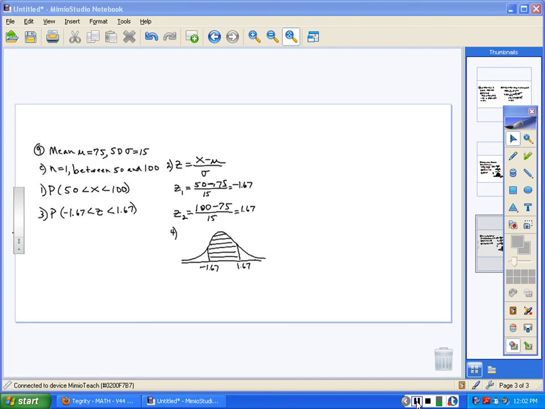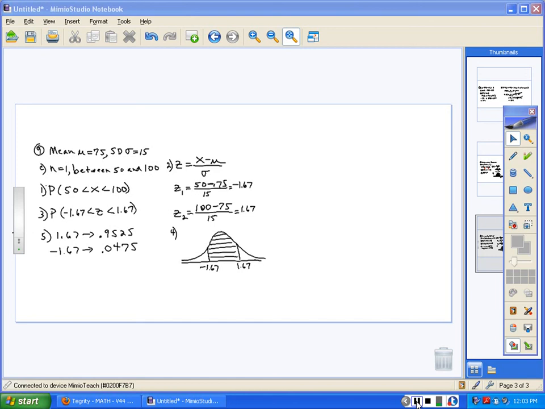And the way to do that is to look up the number furthest to the right first, which is 1.67. And when we do that, we get 0.9525. And then when we look up negative 1.67, we get 0.0475. And we subtract. That's the way you do between problems.